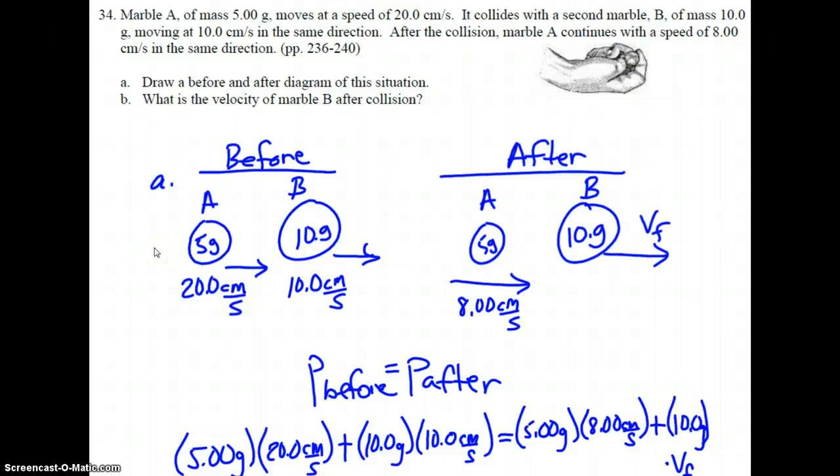For our before and after diagram, before we have marble A, 5 grams, moving at 20 that catches up to and hits marble B of 10 grams moving at 10 centimeters per second in the same direction.